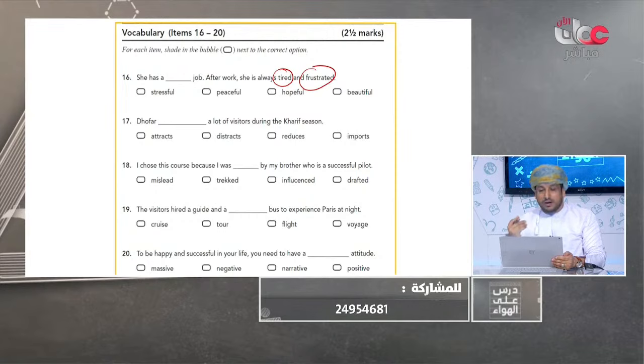Tired, متعب. Frustrated. Okay, so those are related to what? Stressful, peaceful, مسالم. Hopeful, أمل, beautiful, جميل. Those are all adjectives. So she has a stressful job, يعني وظيفة شوية تحس فيها بالضغط. That's why she is always tired. She is always tired because her job is very stressful.